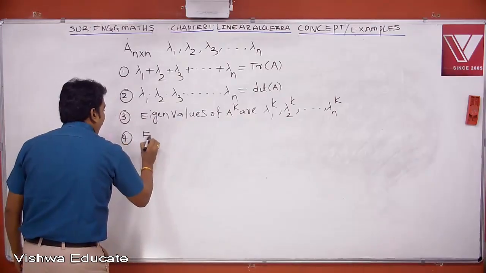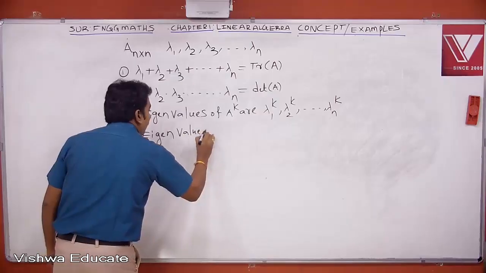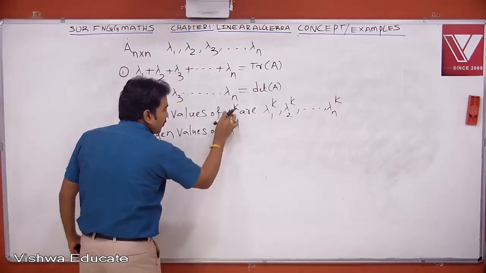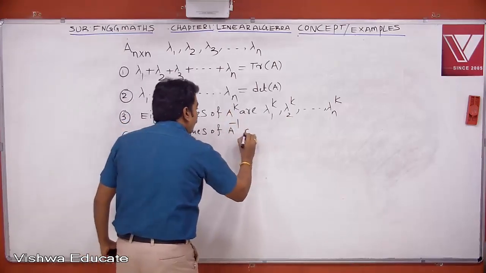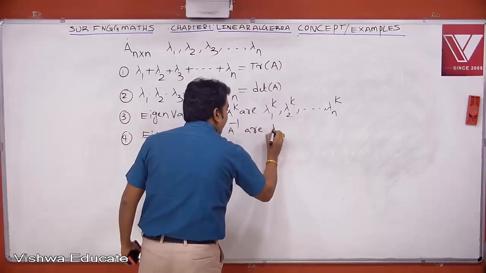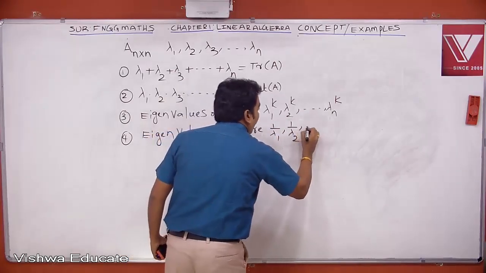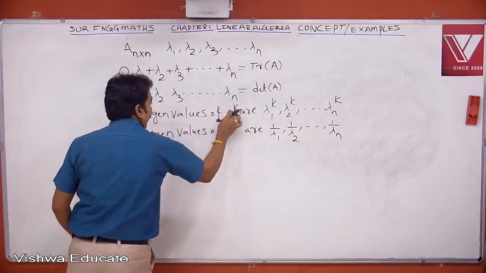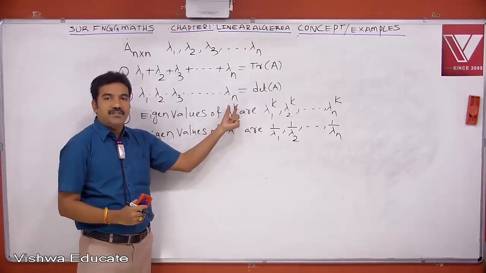Now next I want eigenvalues of A inverse. That is a particular case of this. So we are replacing k by minus 1. So the eigenvalues of A inverse are lambda 1 power minus 1, that is reciprocal, 1 by lambda 1, 1 by lambda 2 and so on, 1 by lambda n. This is valid even for any integer. So in this case k is any integer.